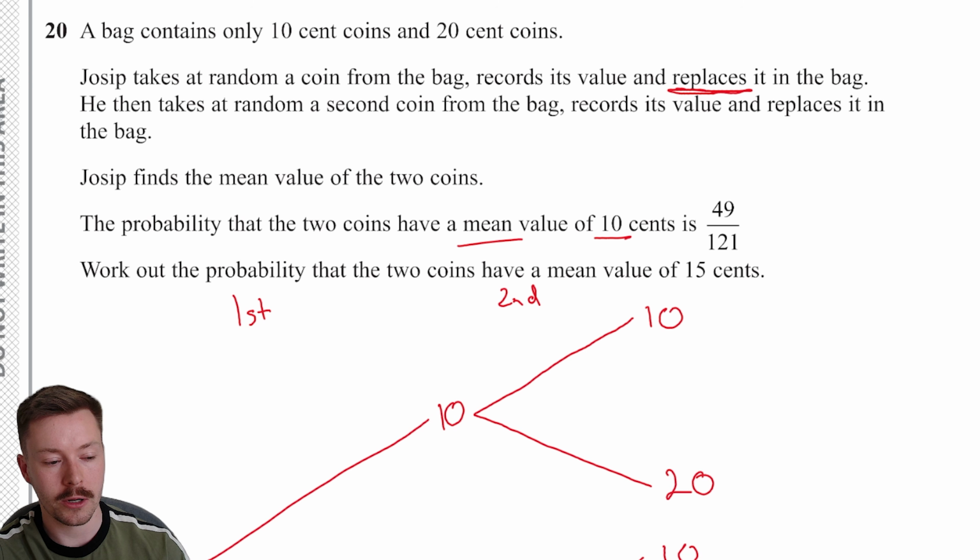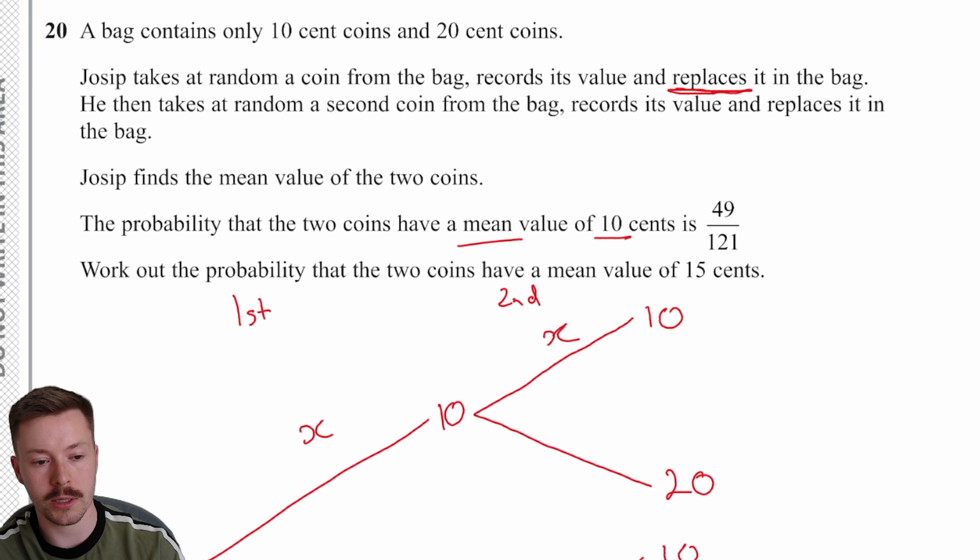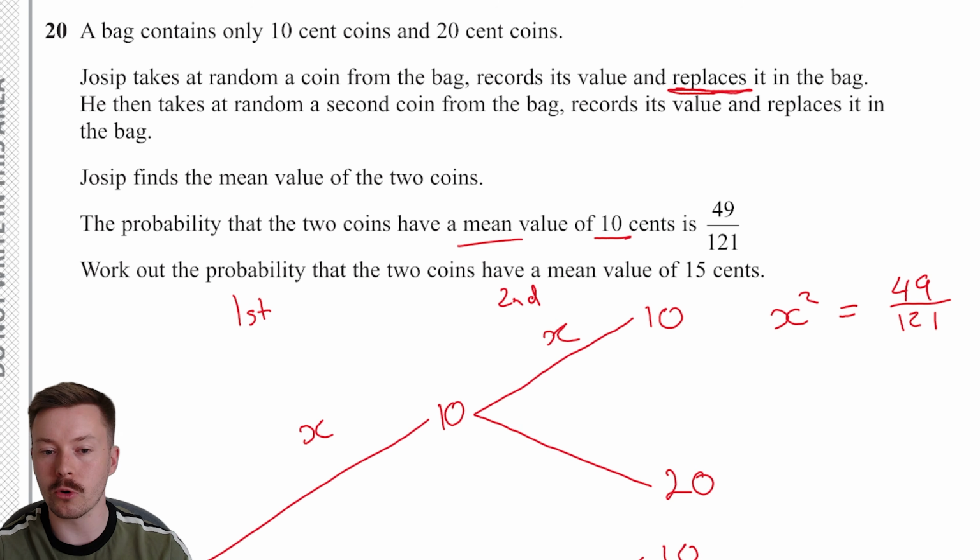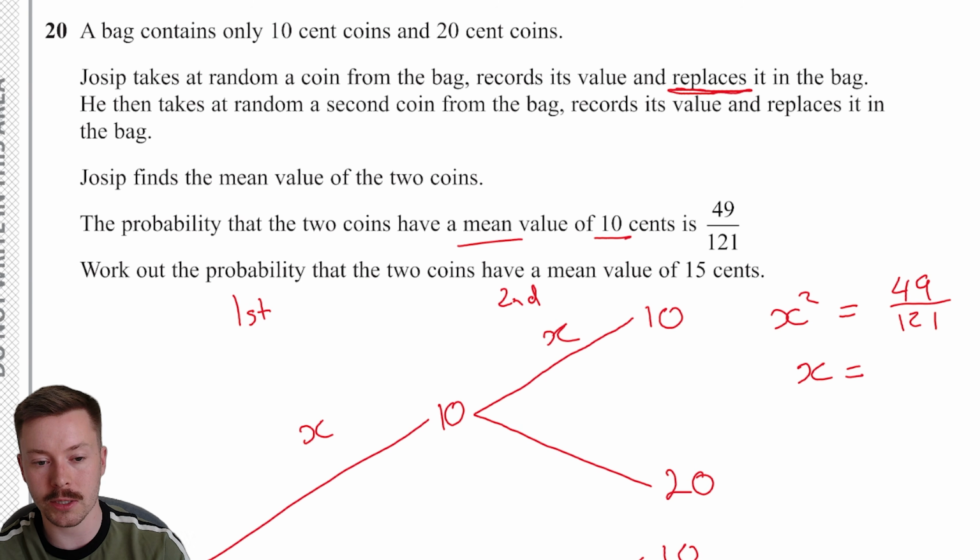So that means this value here, let's call it x for now, times x, would give us x squared, you times when you go along your branches, remember, equals 49 over 121. So if we square root both sides of that, we're going to get that x is 7 over 11.